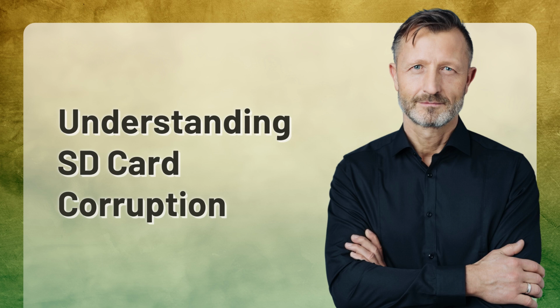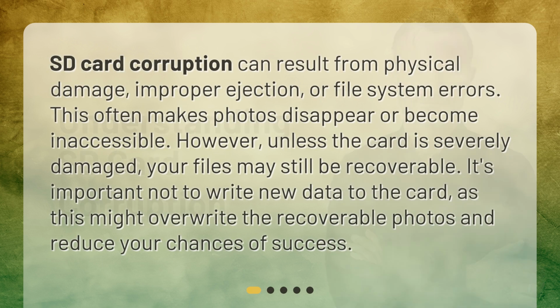Understanding SD card corruption. SD card corruption can result from physical damage, improper ejection, or file system errors. This often makes photos disappear or become inaccessible. However, unless the card is severely damaged, your files may still be recoverable.